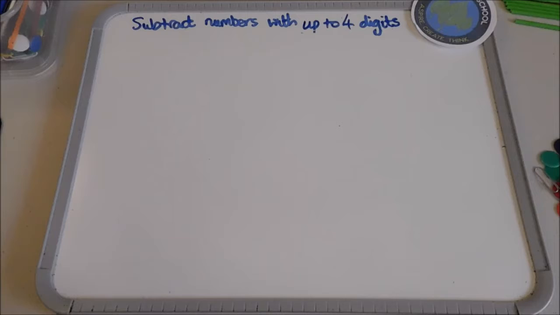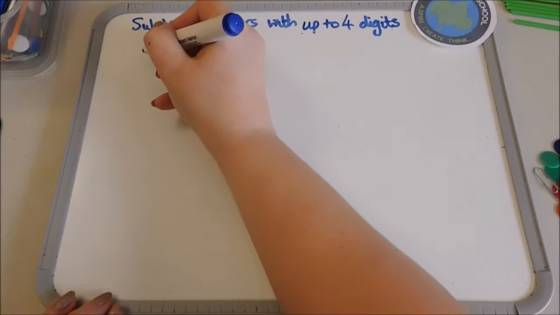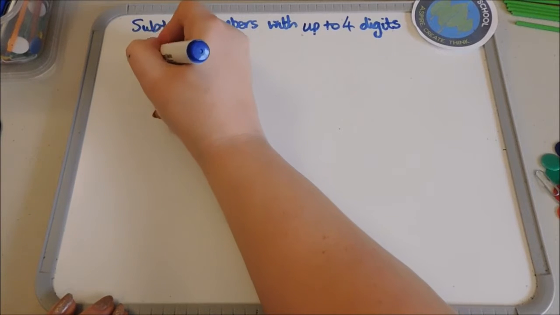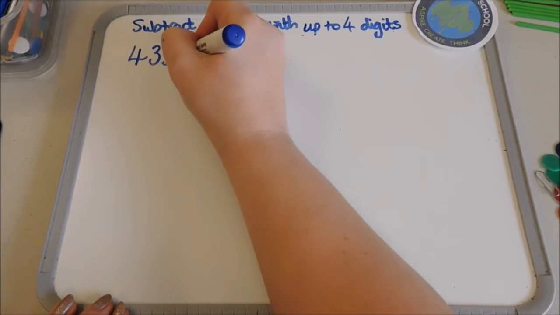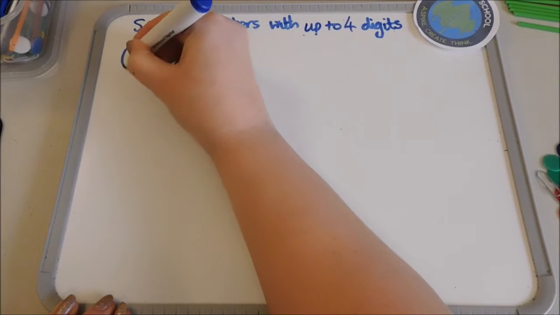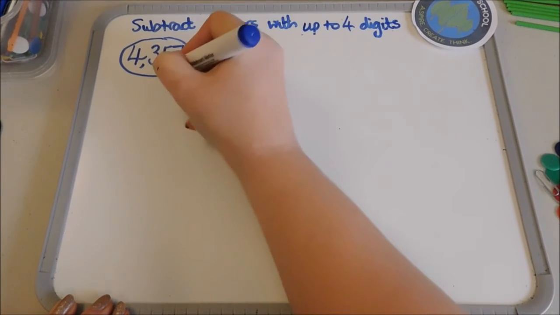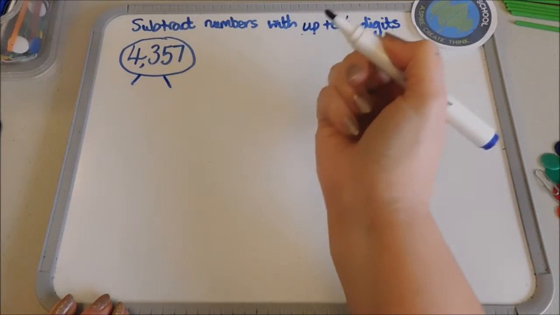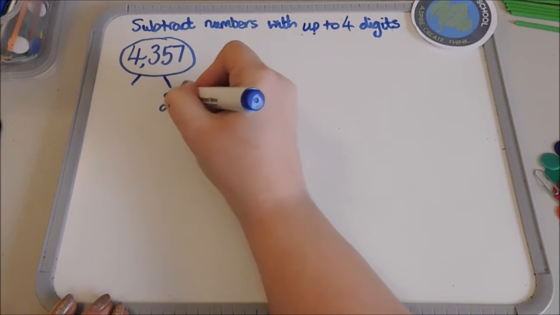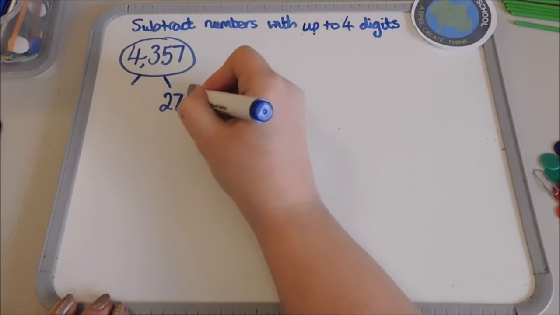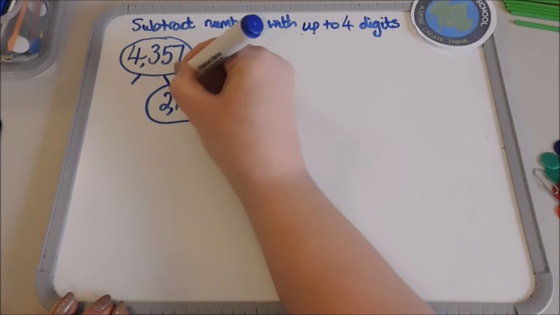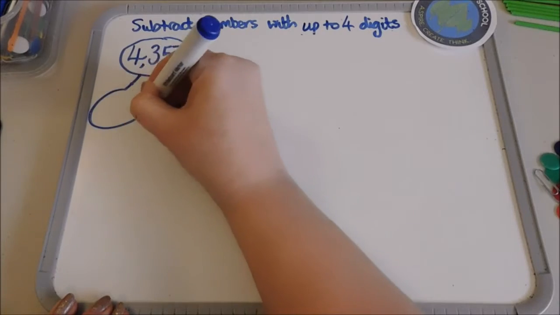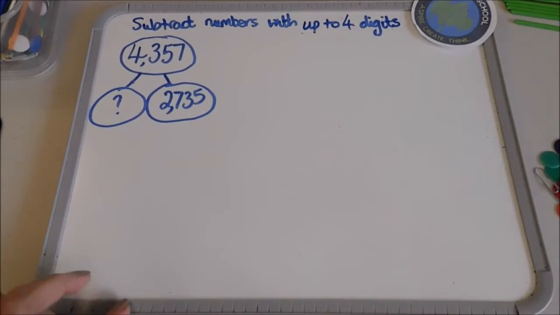I'm going to show you how to subtract numbers with up to 4 digits. So I'm starting with the number 4,357, and I am going to subtract 2,735. At the moment, I do not know what my answer is.